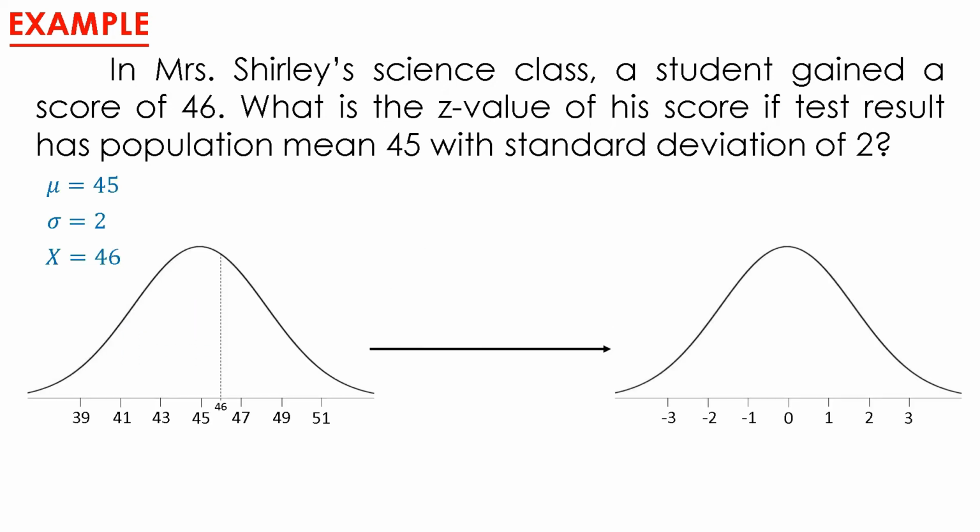To convert this distribution to the standard normal distribution, we will use the formula. The value of x is equal to 46, the value of mu is equal to 45, and the value of sigma is equal to 2, which means that the corresponding z-value of the raw score 46 is 0.5. In the standard normal distribution, z equals 0.5 is located between 0 and 1.